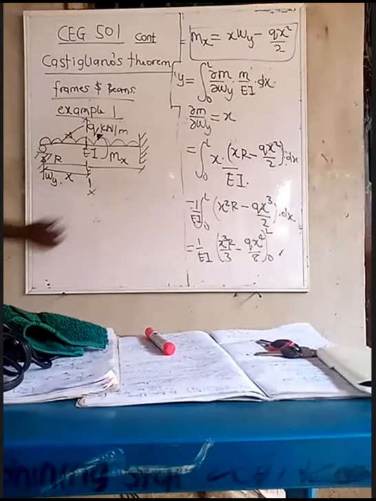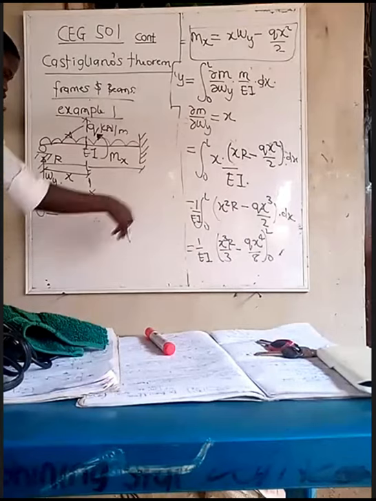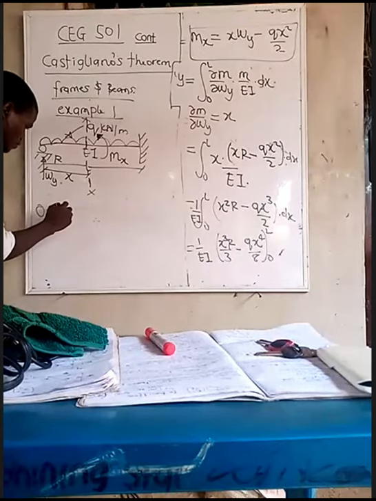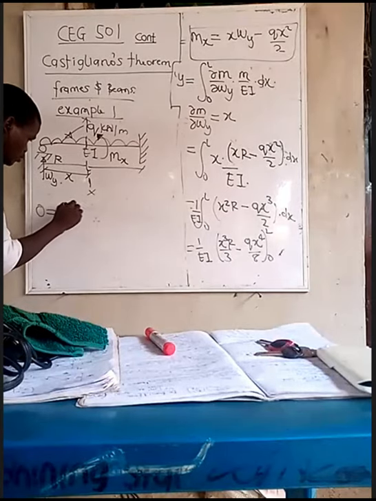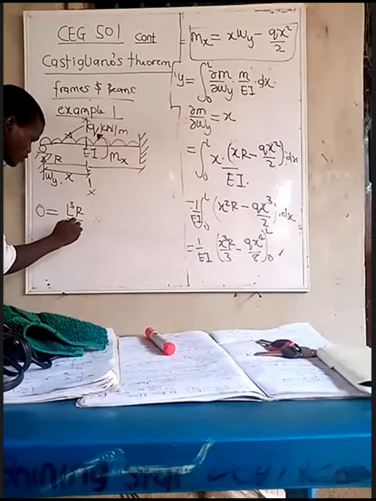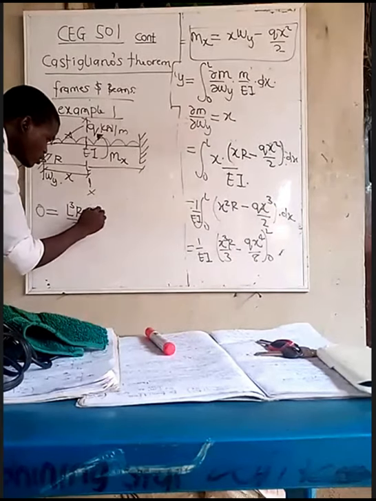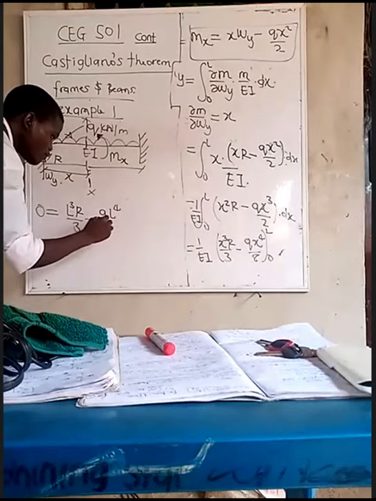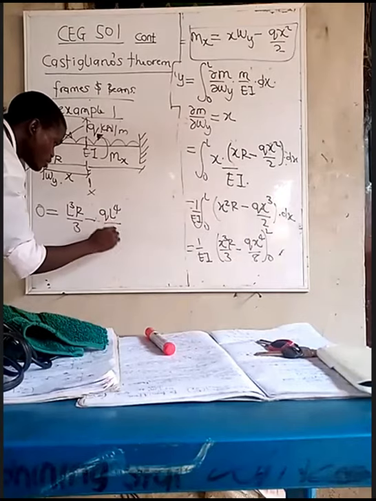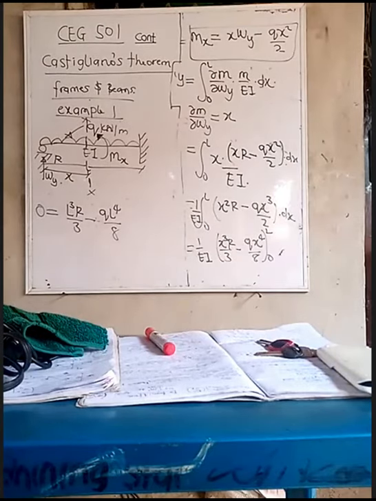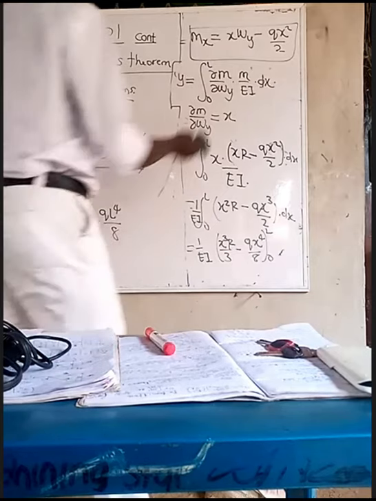So don't forget, it will be 0. 0 will be equal to, we can just remove the 1 over EI here. So we have L cubed R over 3 minus qL raised to power 4 over 8 is equal to zero. Now we are looking for what? R.